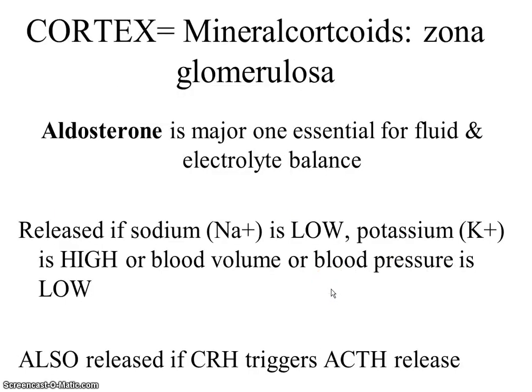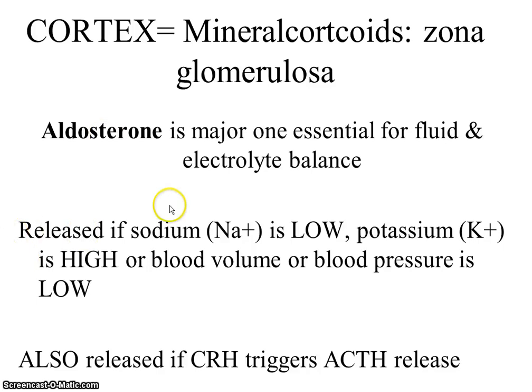All right, so this just walks through each one of these zones. Again, the zona glomerulosa makes mineralocorticoids. The primary one is aldosterone, and it helps us with fluid and electrolyte balance. So it really focuses on the electrolyte balance, and then the fluid is kind of an indirect consequence.